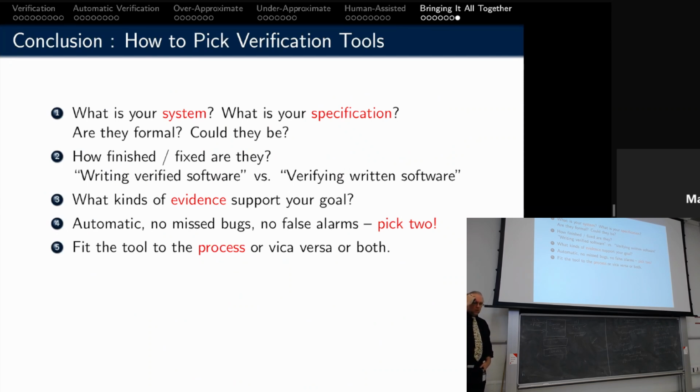First thing you've got to think about, what's the system? What's the spec? Are they formal? Could they be? If they are, then how fixed are they? Are you verifying written software? Are you writing verified software? What kinds of evidence actually support your goal? You get 2, but only 2, you've got to work for the 3rd. And you fit the process to the tools, or vice versa. That's the real skill part.